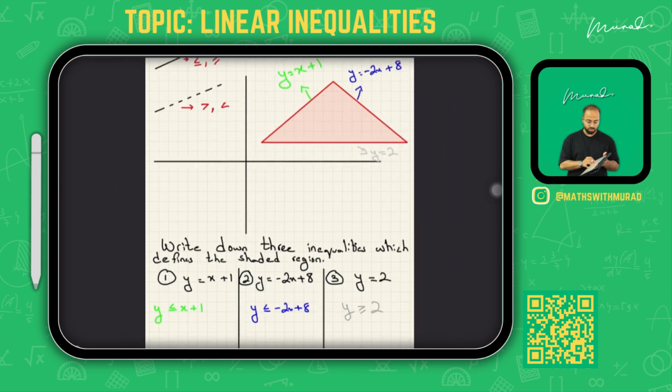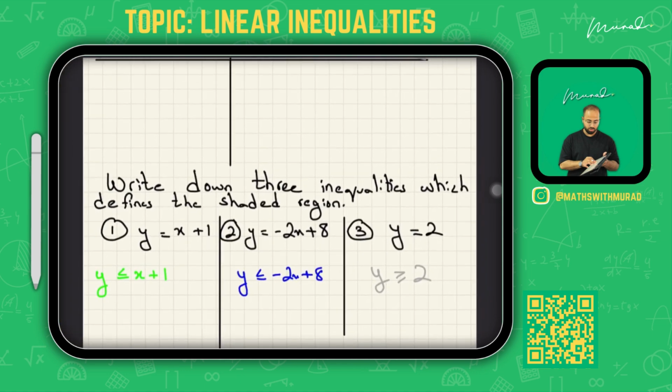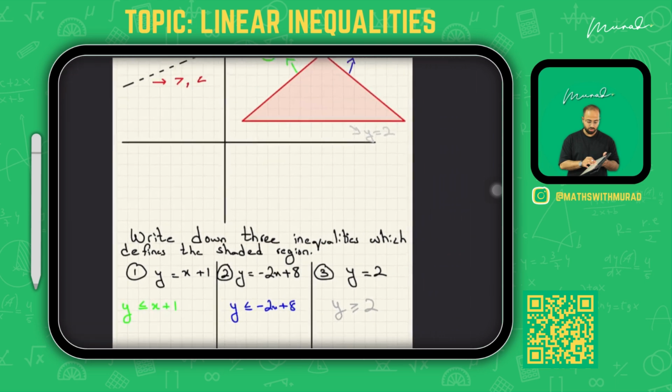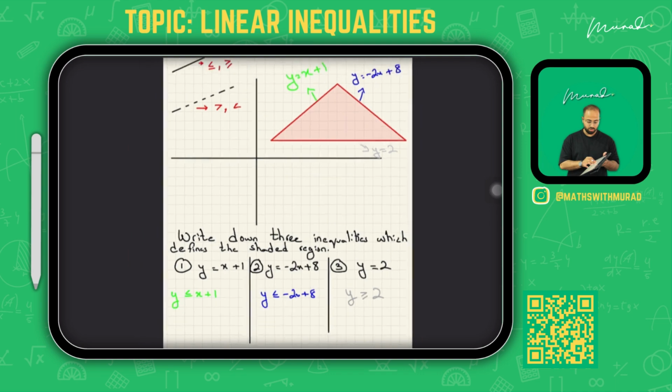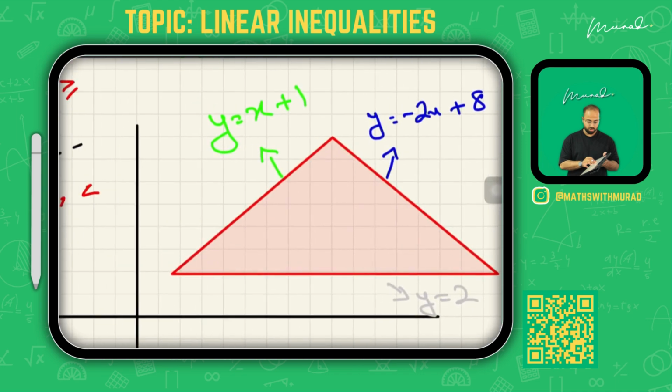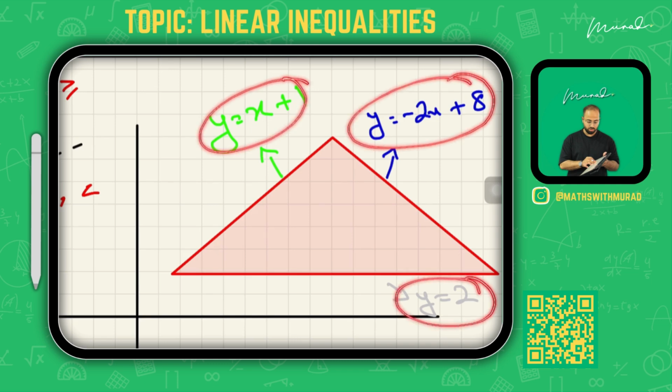Now we are coming to the example over here. Write down three inequalities which define the shaded region. So this is the shaded region. As you can see, this whole region is shaded, and we need to define this whole shaded region by three inequalities. So we need to convert these three equations into inequalities.